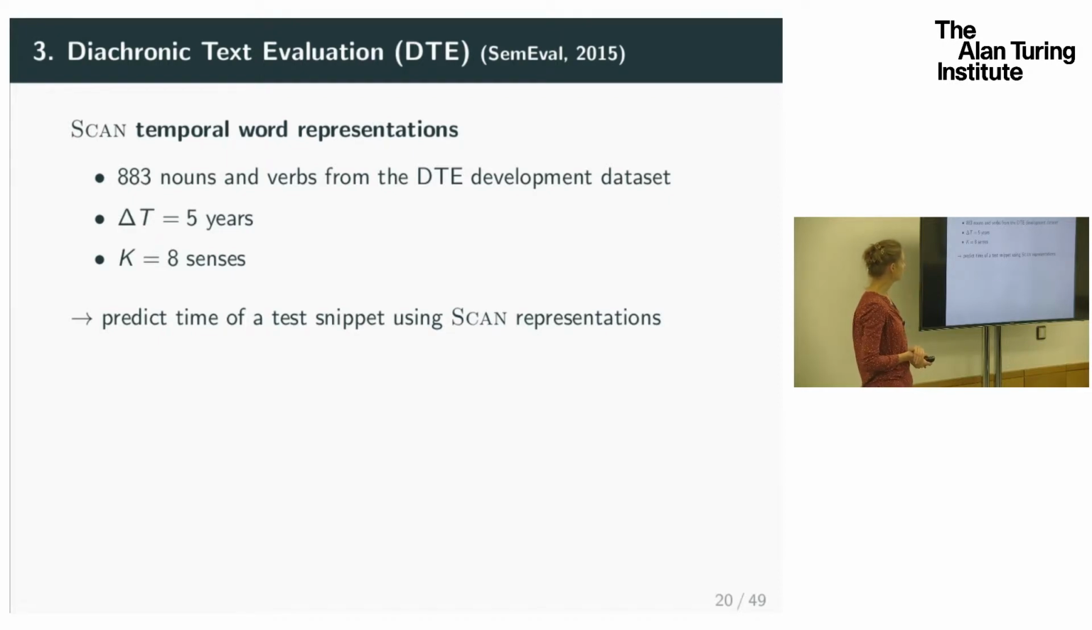We apply our SCAN model to this task. We train SCAN models for 880 nouns and verbs, which we took from the development dataset of this shared task. We learn for each of these nouns and verbs a meaning representation for each 5-year interval between 1700 and 2010. And we assume a set of 8 senses for each of these words. And then we look at test data snippets, and based on the representations that our model has learned for words in these test data snippets, we predict the time which has been assigned highest probability by our model.